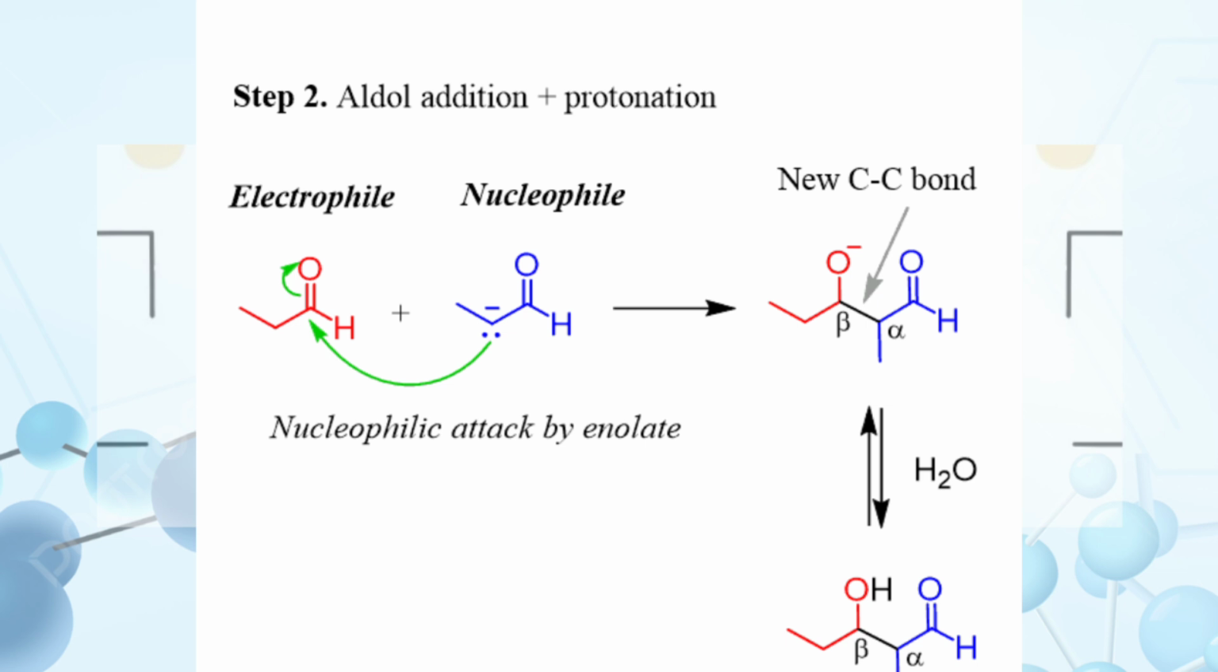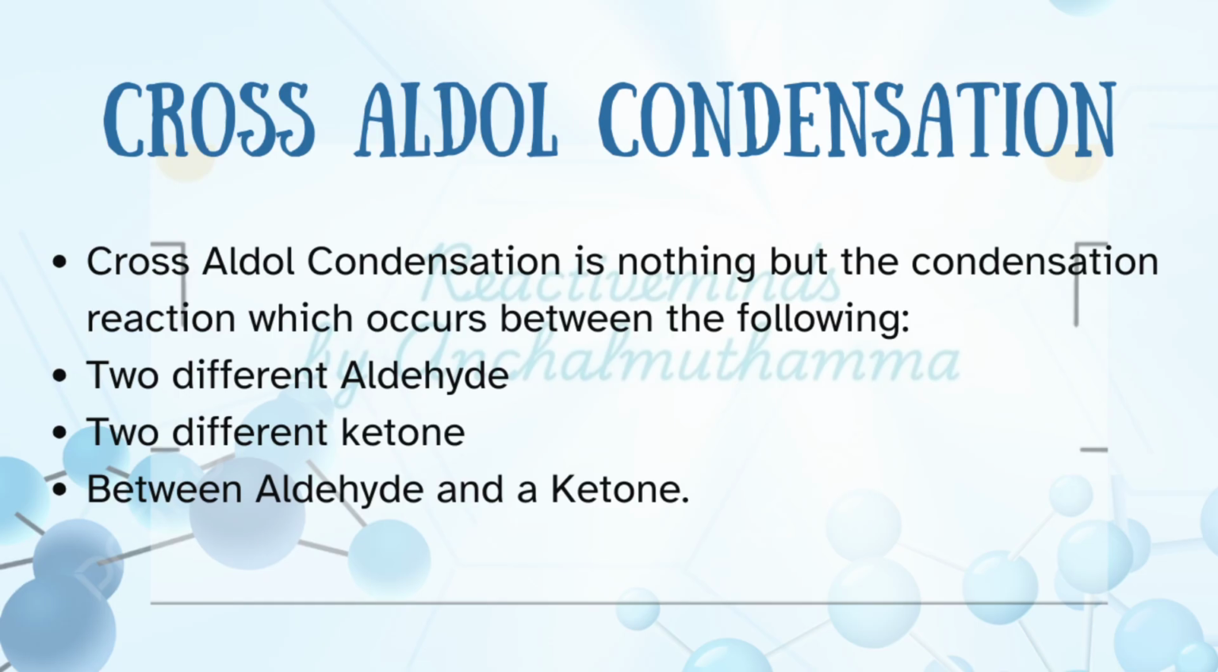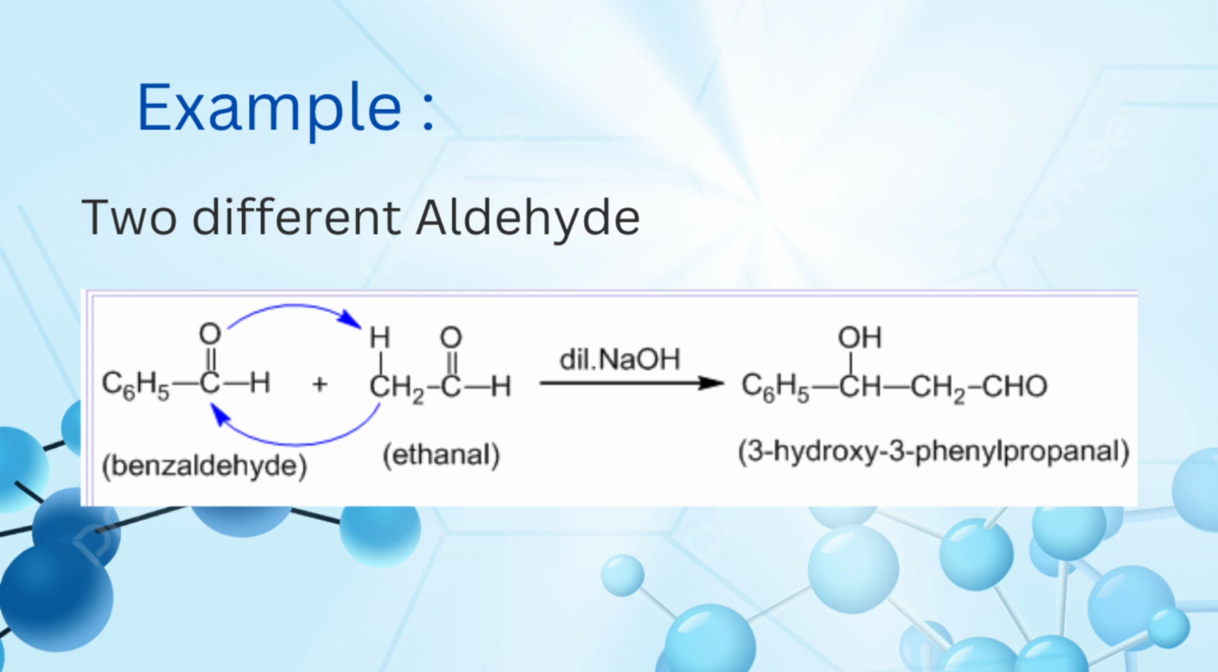So next, there is another small topic in aldol condensation, that is cross aldol condensation. So now we'll see what is cross aldol condensation. Here the condensation reaction mainly takes place between either two different ketones or two different aldehydes, or between a ketone and an aldehyde. So next we'll see the examples for these reactions.